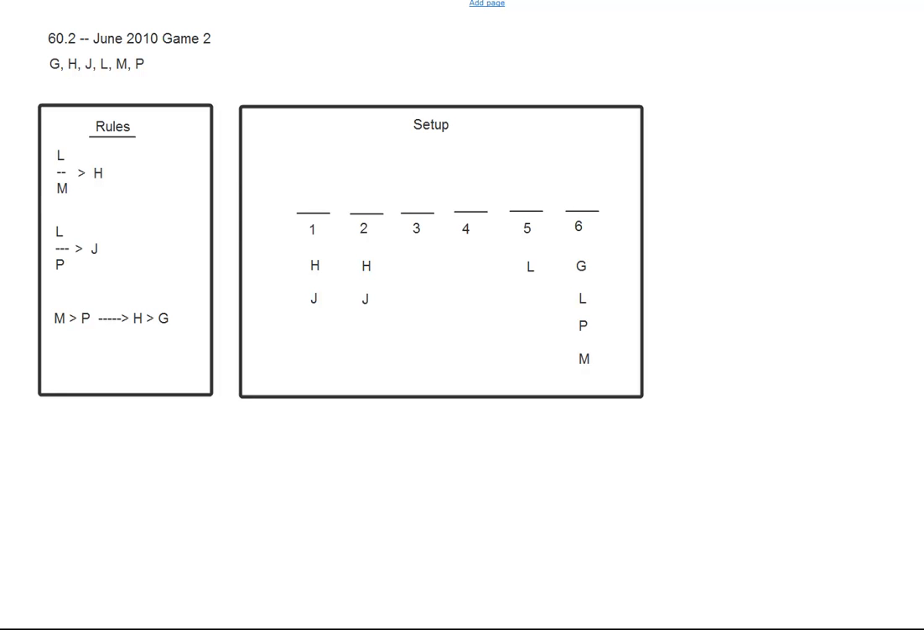All right, let's look at the setup for game 2 from Prep Test 60, which is June 2010. So June 2010, game 2. This is a sequencing linear game.